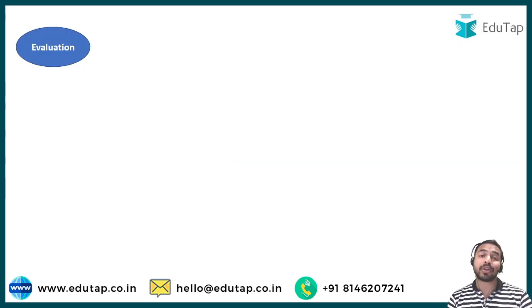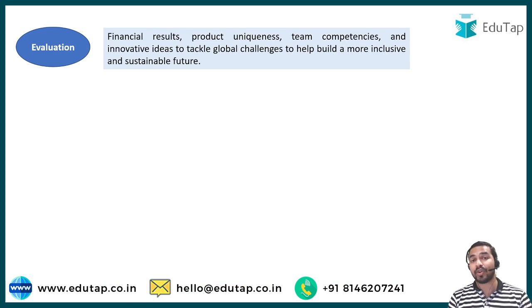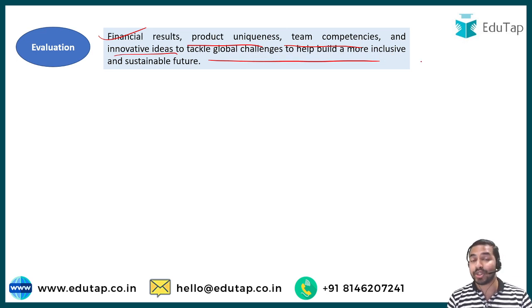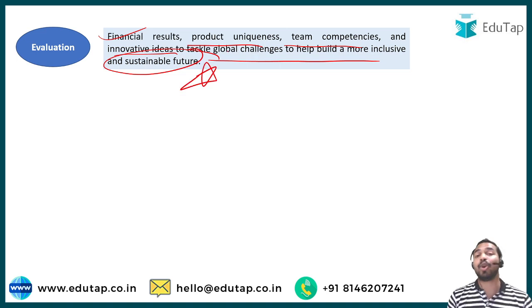And here if we talk about the evaluation, then the projects that these startups have submitted will be evaluated on the following parameters: financial results, product uniqueness, team competencies, and innovative ideas in order to tackle global challenges and help in building a more inclusive and sustainable future. That was also the aim of launching this G20 Innovation League. So I hope that this is very much clear to all of you.